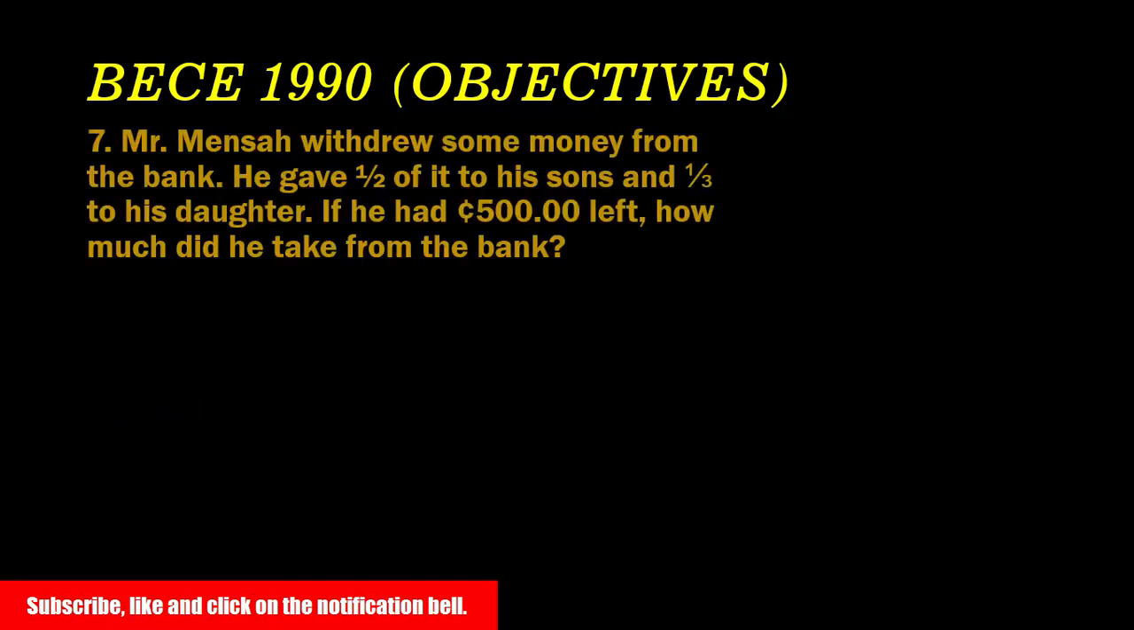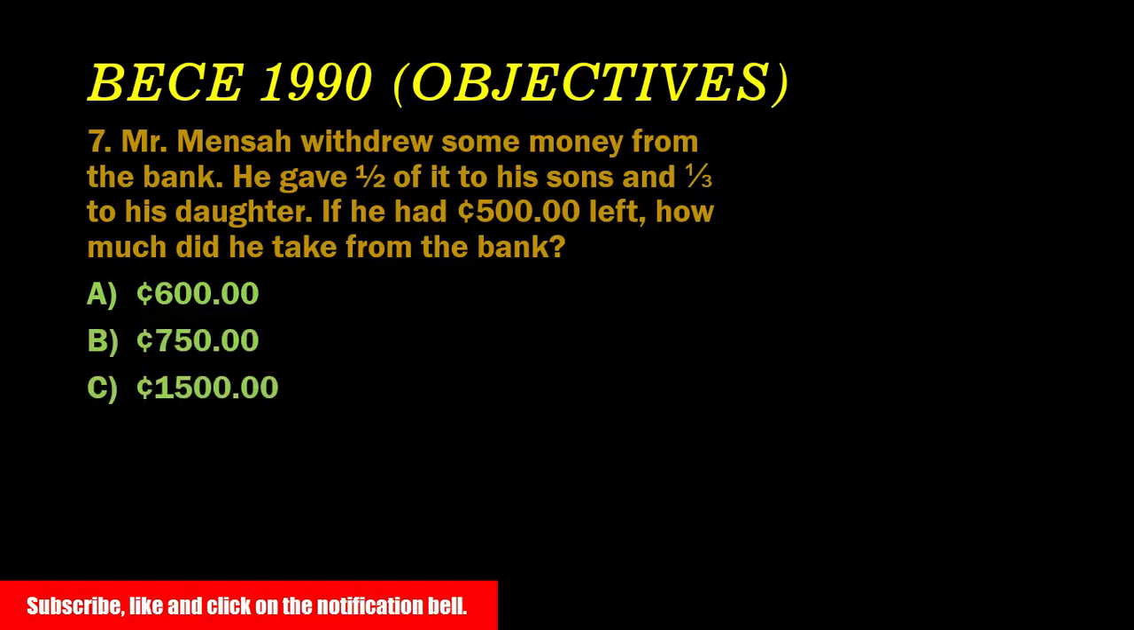Number 7. Mr. Mensah withdrew some money from the bank. He gave half of it to his sons and 1/3 to his daughter. If he had 500 cedis left, how much did he take from the bank? A, 600 cedis. B, 750 cedis. C, 1,500 cedis. D, 2,000 cedis. E, 3,000 cedis.